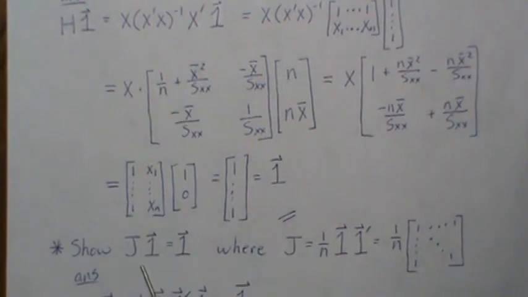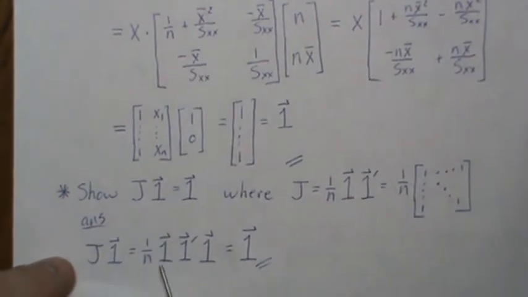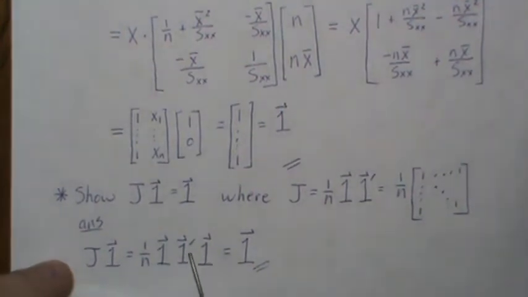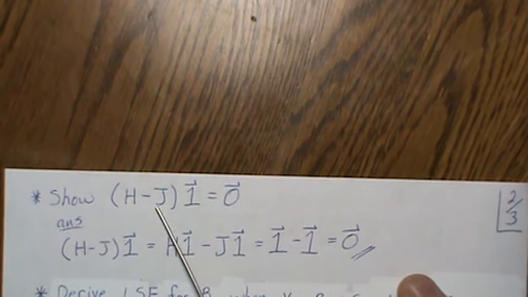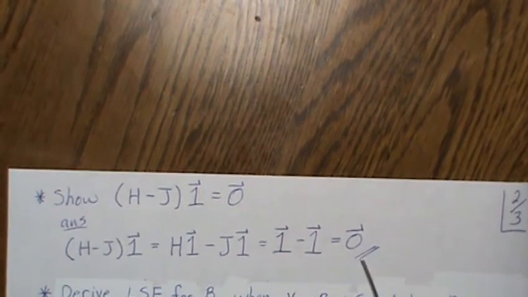Now we also want to show that J times the 1 vector is equal to the 1 vector, where J is defined like this. It's essentially a constant matrix with elements 1 over n everywhere, and that's an easy proof. J times 1, you plug in what J is, and 1 prime 1 is n, so the n's cancel, leaving just 1. We want to show that H minus J times the 1 vector is 0, and here it's just plug it in and then take 1 times each of those and everything cancels.